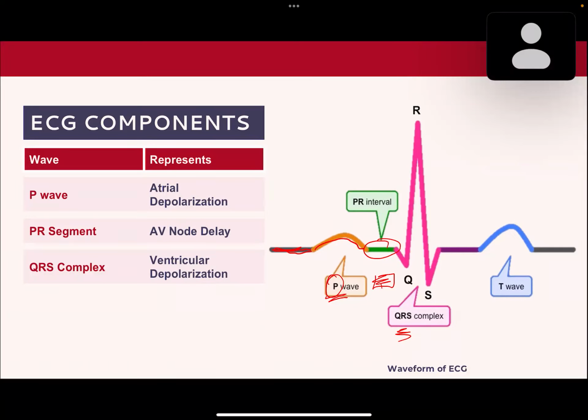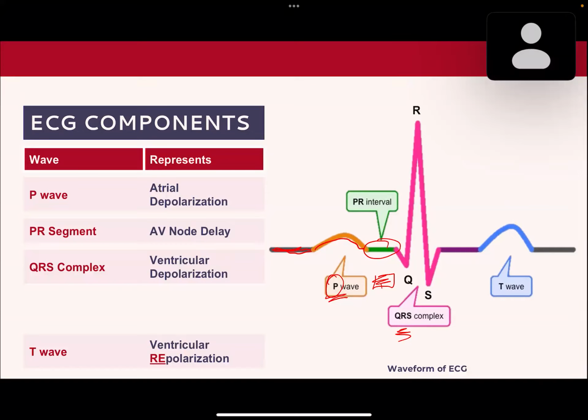Okay, my bad. Does anyone know what the T wave represents? Ventricular repolarization. Yes, and what does ventricular repolarization mean when it comes to the muscle? Is it contracting or relaxing? Relaxing. Exactly. Ventricular depolarization is contraction, and repolarization is relaxation.